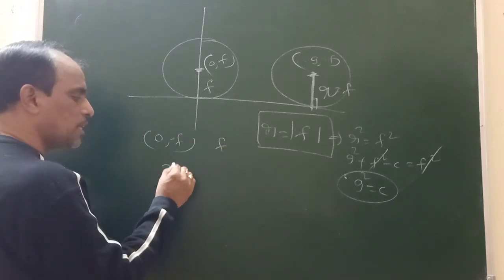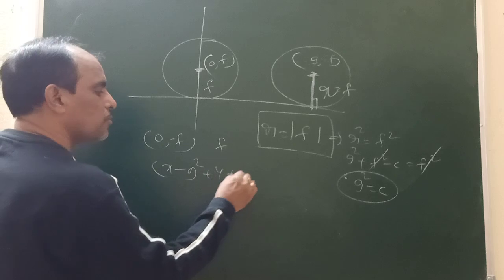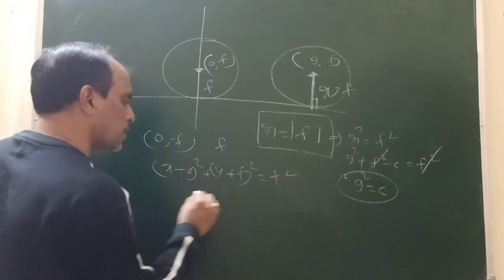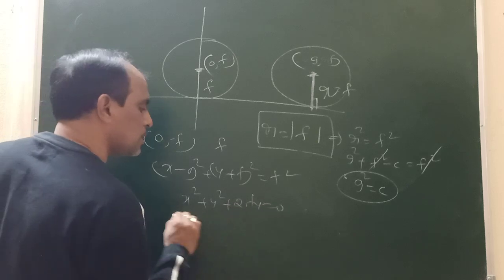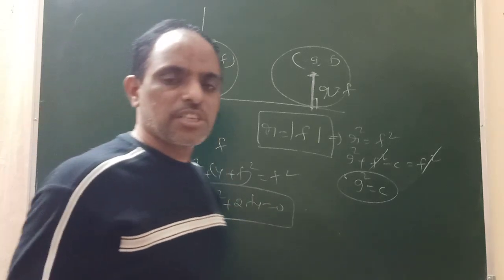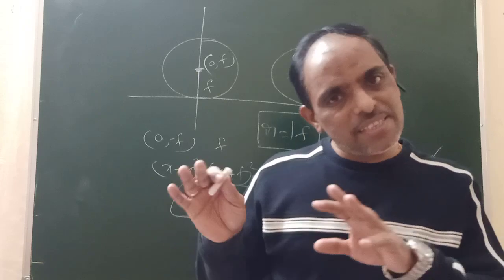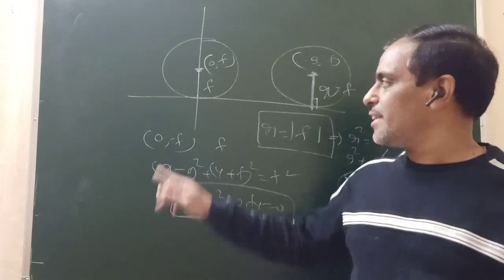Radius is f. Then the equation of the circle is, f square, so you will get x square plus y square plus 2fy is equal to 0. So this is the equation of a circle when a circle touches the x-axis at the origin.